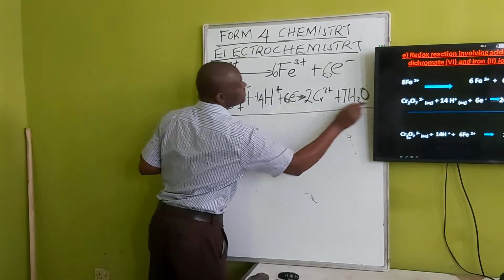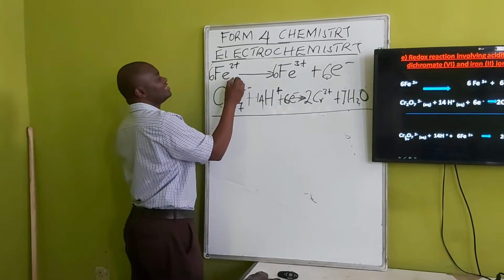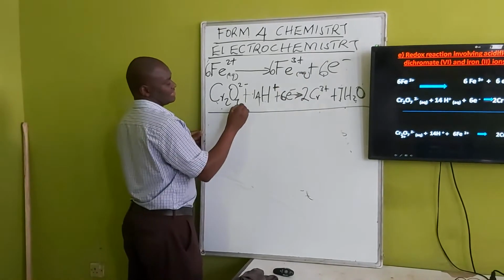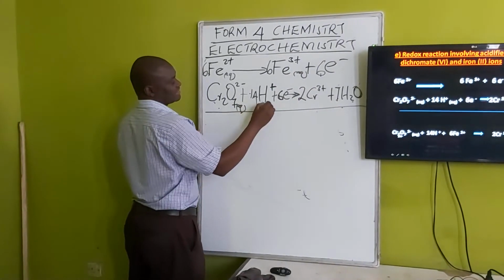Then we add the 2 equations. Meanwhile, this one is aqueous. This one is also aqueous. This one, the state symbol is aqueous.